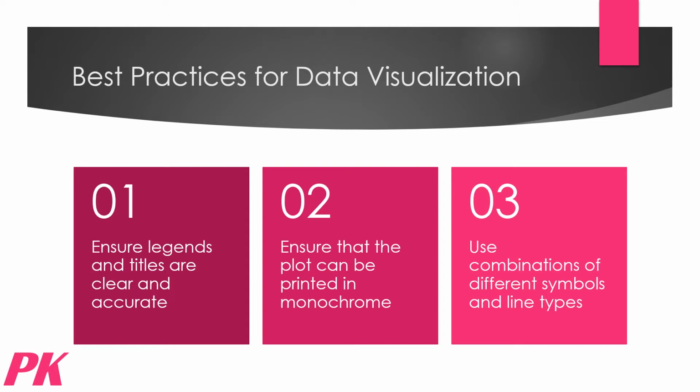Some good practices you should keep in mind include ensuring that legends and titles are both clear and accurate, ensuring that plots can be printed in monochrome, and including a combination of different symbols and line types in your plots to allow clear communication of data. It is imperative that when you select axes types, they best and accurately reflect the actual data.